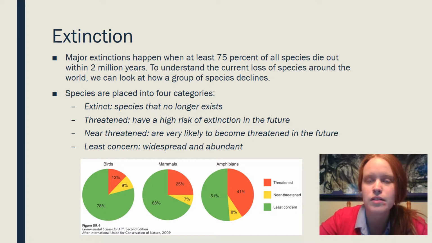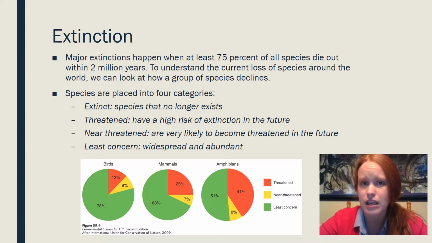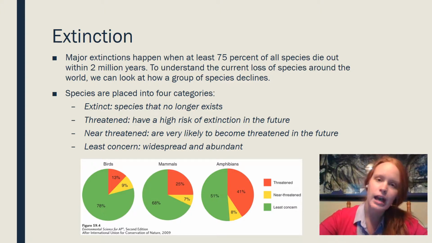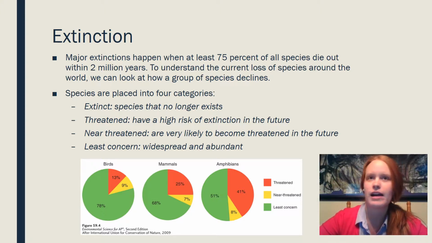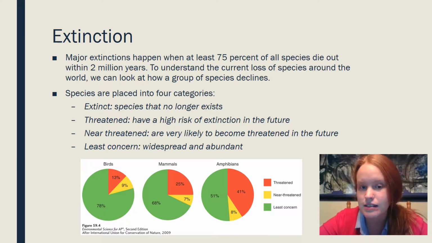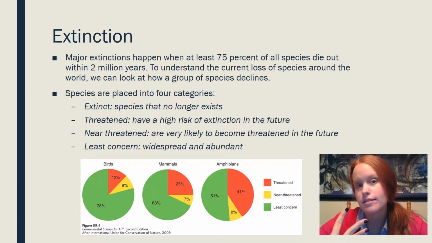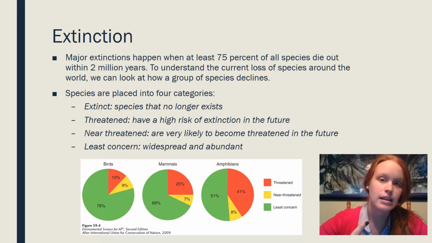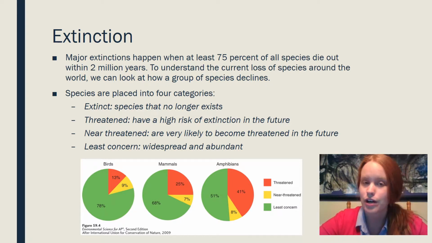Okay, and it happens within a 2 million year span. And 2 million years, that sounds like a lot to us, but geologically speaking, that's like nothing. So what we have to do to understand the fact that we are actually experiencing an extinction period is to look at all of the species that we know of and place them into several categories. So there's 4 categories. Okay, they're either extinct, threatened, near threatened, or they are the least concern.